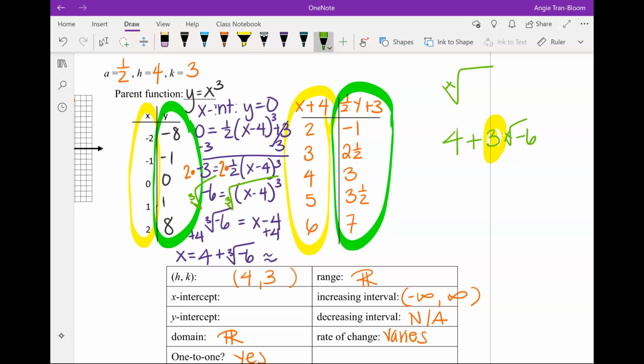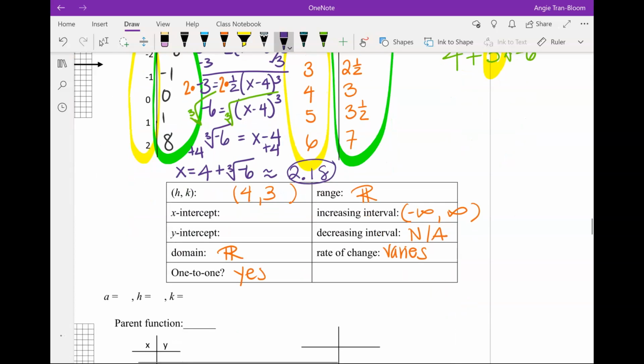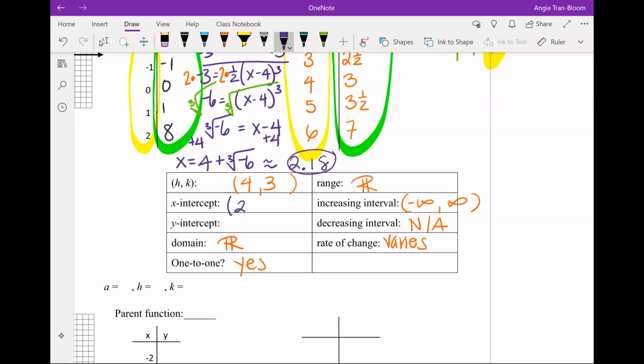What did your calculator, Lisa, give you? I rounded it to 2.2. 2.2? Okay. Let's get back to the notes, please. Boys and girls. Okay. Alyssa said 2.2. If you have 2.18, that's okay too. So that's going to go in place of the x-intercept: 2.18 comma 0. The y-intercept, we have to solve that manually.